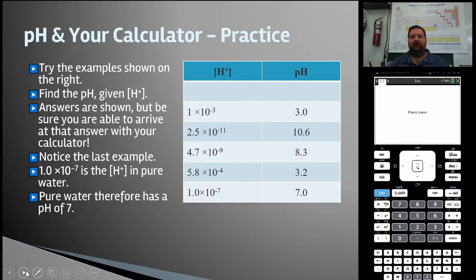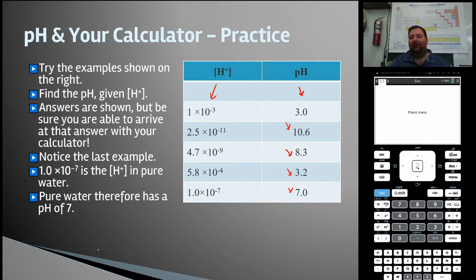So before we get started, I just want you to pause the video here, and you're going to try to plug these H plus values into your formula, negative log H plus, and just make sure that you're using your calculator properly and you're getting these values given. Go ahead and just try that out in your calculator, and when you're confident that you're using your calculator properly, you can come back to this video and we'll continue on. See you soon.